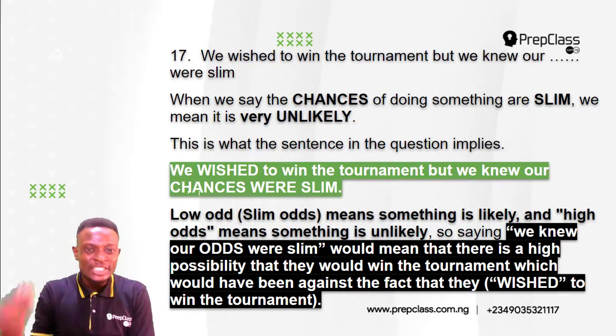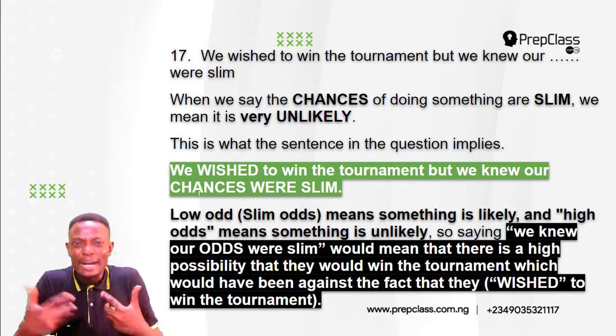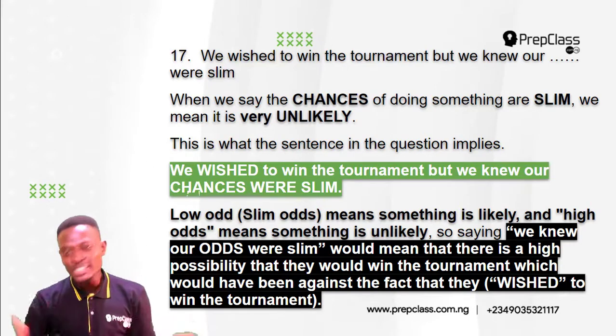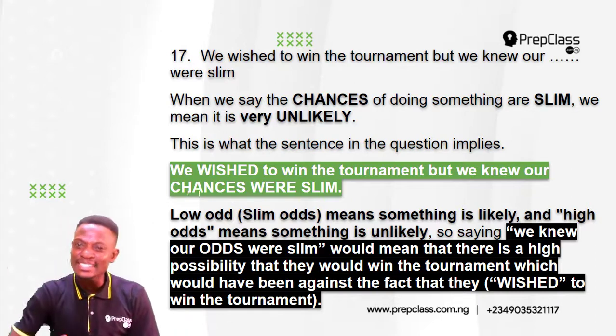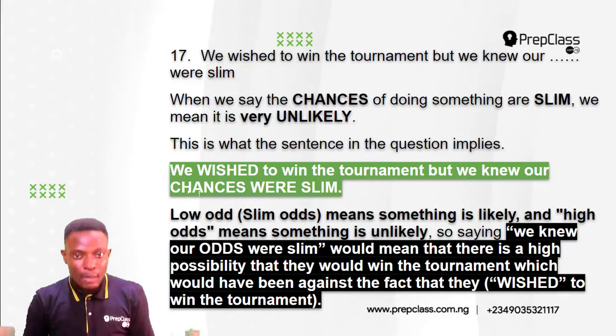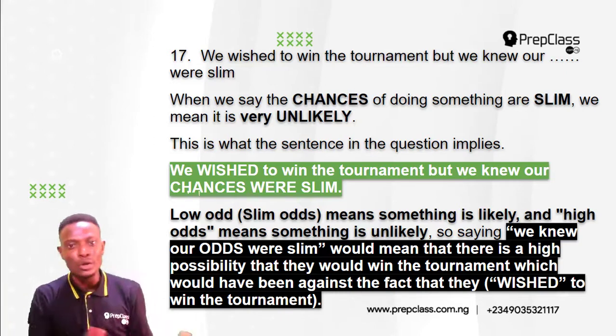But when we say we wished to win the tournament, it means what? We do not have the capacity to win the tournament. We do not have the capability to win the tournament. We wished to win the tournament, but we knew our chances were slim. It is very unlikely for us to win the tournament. Maybe we don't have the players to compete with other teams.